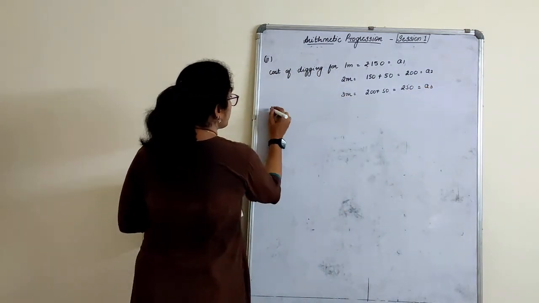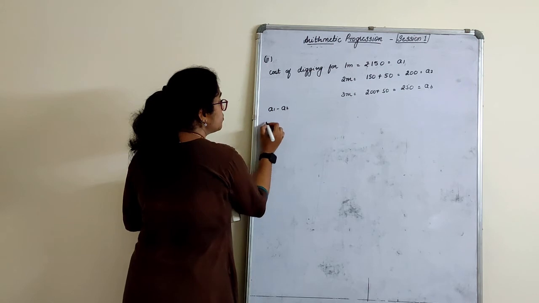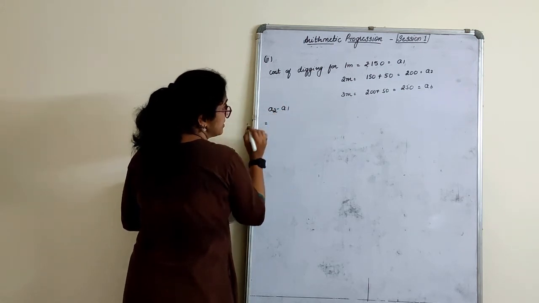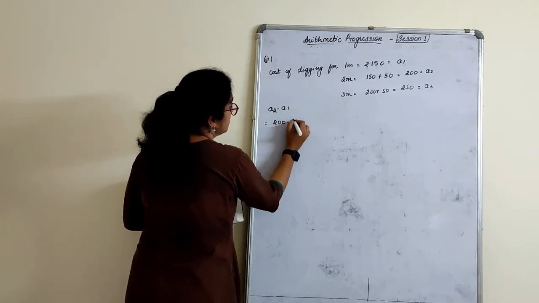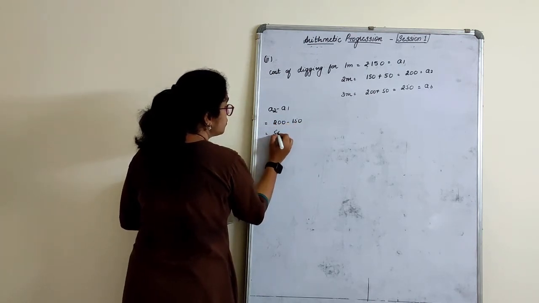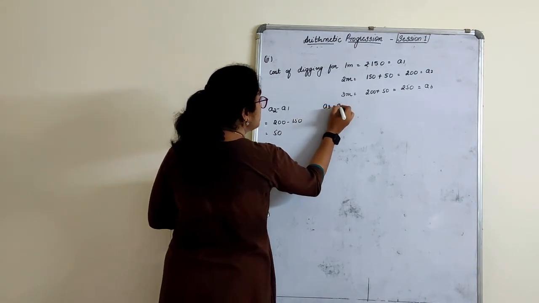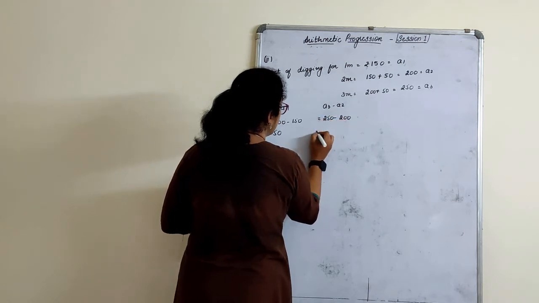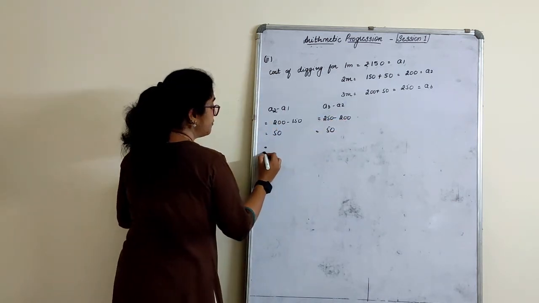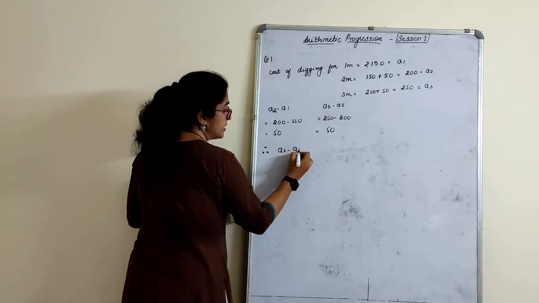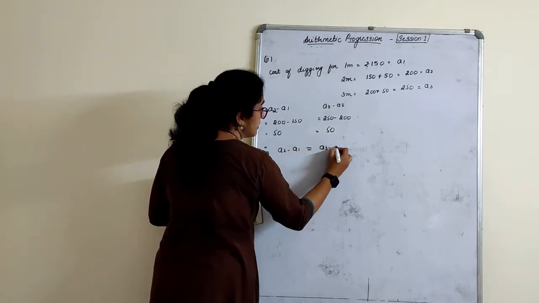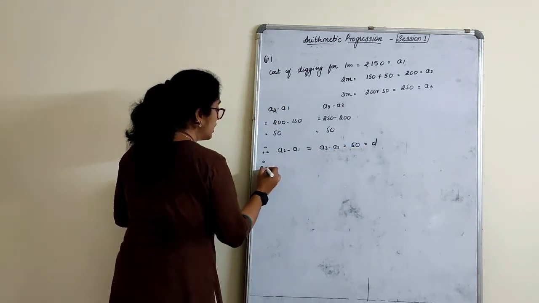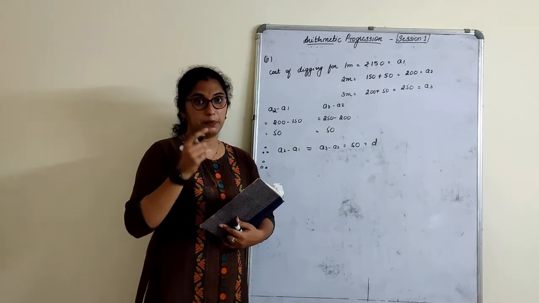Now find A2 minus A1. I'm sorry children, I was writing A1 minus A2. A2 minus A1 is equal to 200 minus 150, which is equal to 50. A3 minus A2 is 250 minus 200, that is equal to 50. Therefore, A2 minus A1 is equal to A3 minus A2 is equal to 50, that is d. Therefore, the given condition is in AP, right?